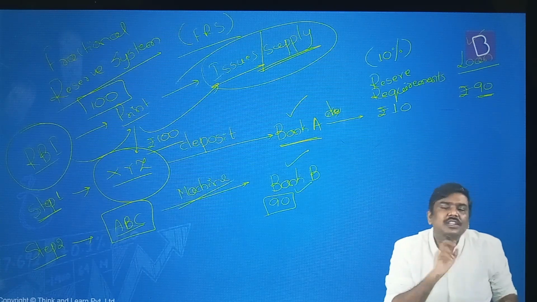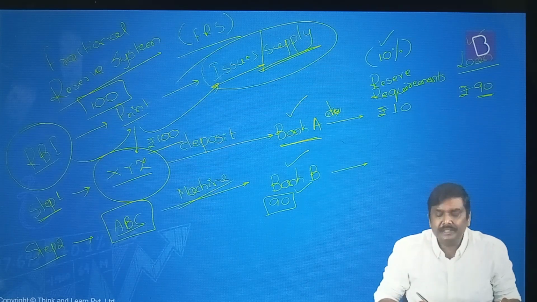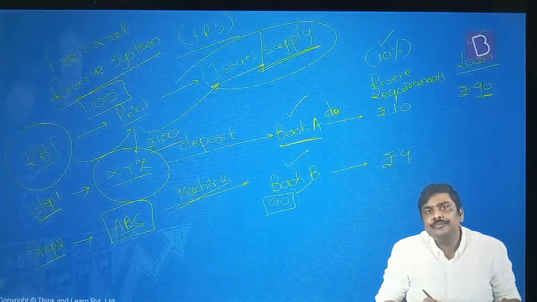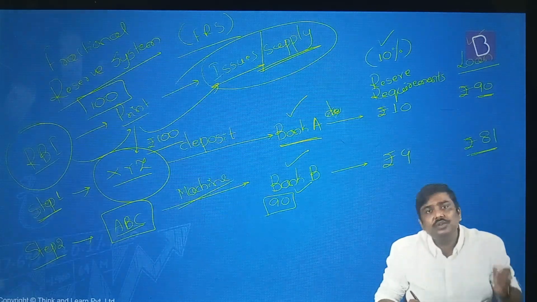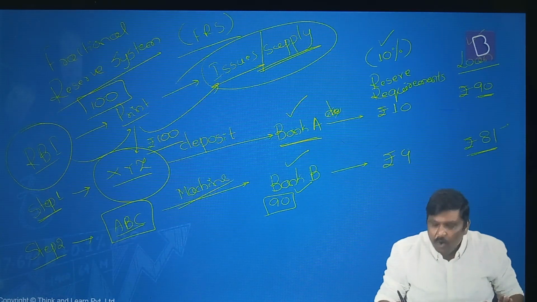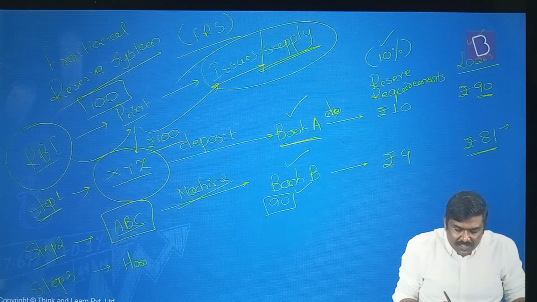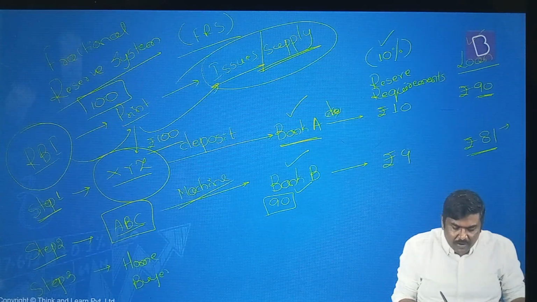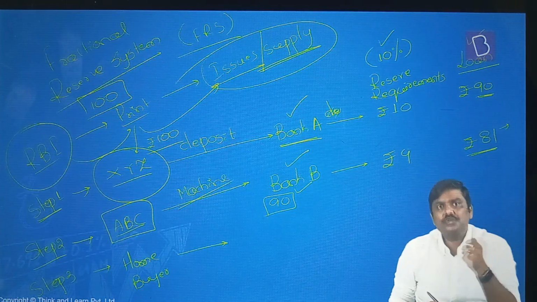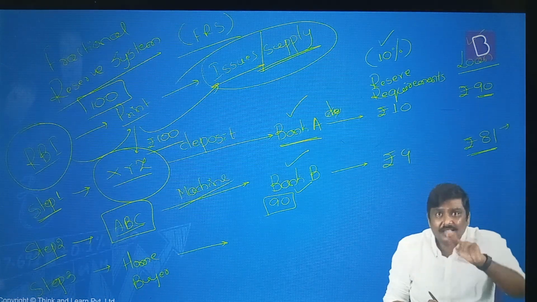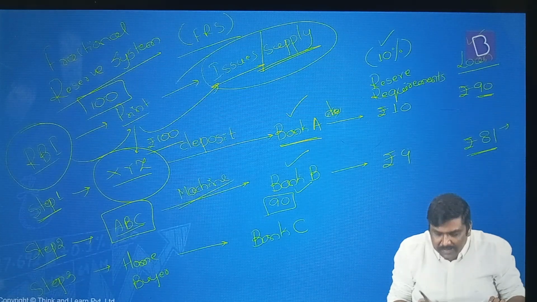So what will bank B do with this particular 90 rupees now? Bank B has to maintain a certain reserve requirement, 10%, so it has to keep aside 9 rupee. Out of the remaining 81 rupee, the bank will issue the 81 rupee as a loan to a home buyer. Now this is the third step. The home buyer who has taken this loan of 81 rupee will go to the market, purchase a home and give this 81 rupees to the real estate developer. The real estate developer will collect this 81 rupee and deposit it in bank C.